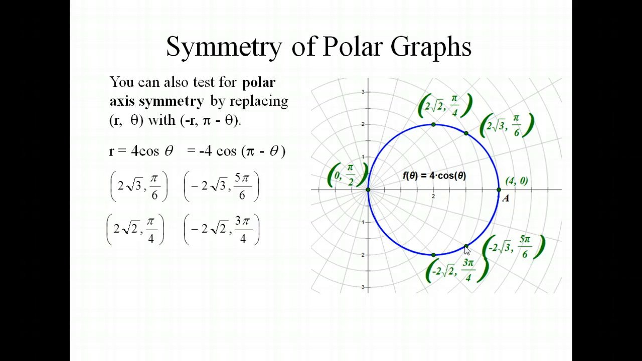The same thing is happening with the 3 pi over 4. Normally you would be in quadrant 2, but because we have a negative radius value, we had to swing over to the other side of the pole into quadrant 4 and plot our point. So you can see how this is showing that you have polar axis symmetry, because now they're reflections of those points that were in quadrant 1.